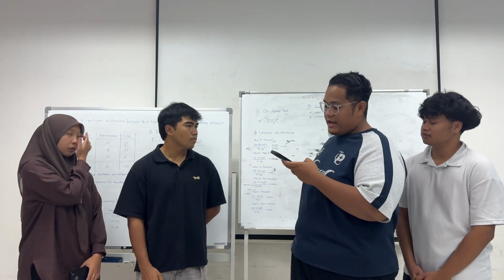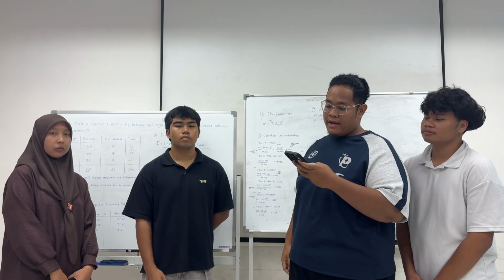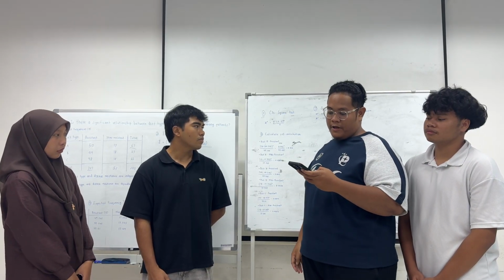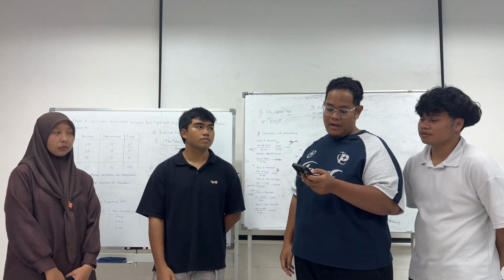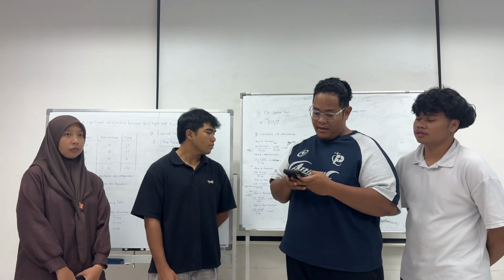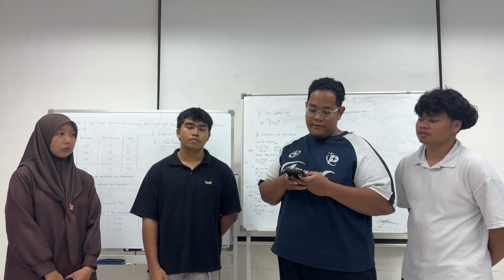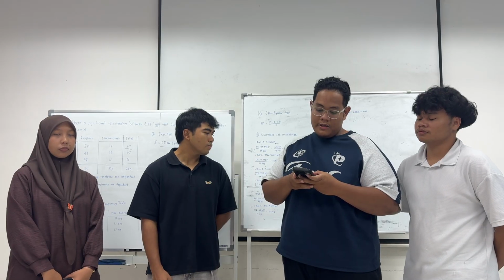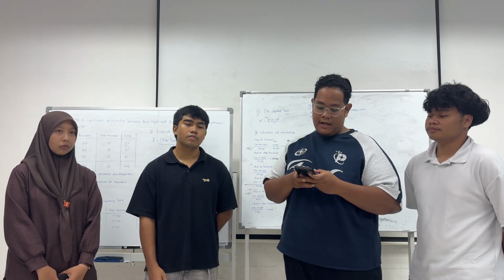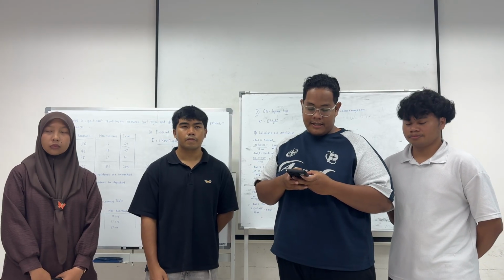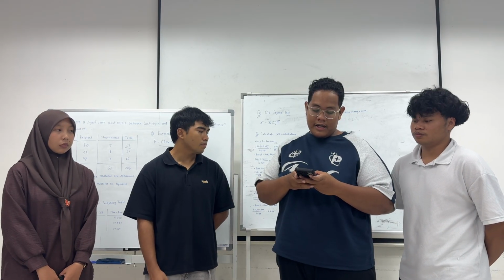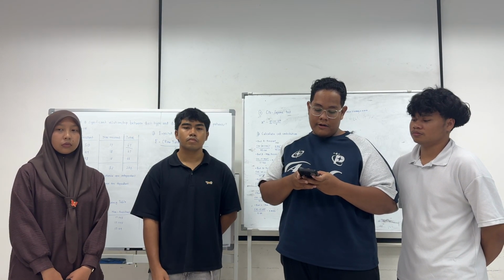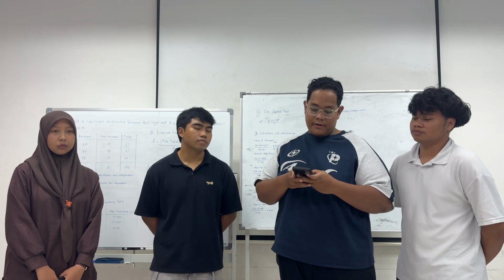To conclude this topic, the decision rule states that if the p-value is less than or equal to 0.05, we reject the null hypothesis. If the p-value is greater than 0.05, we fail to reject the null hypothesis. Since the p-value of 0.91 is greater than 0.05, we fail to reject the null hypothesis.